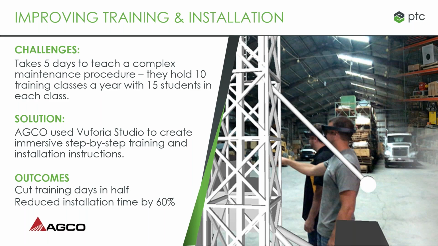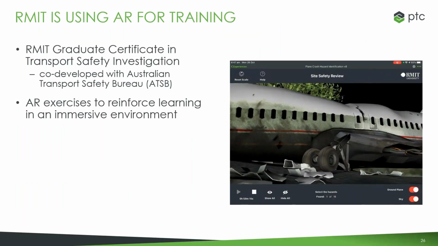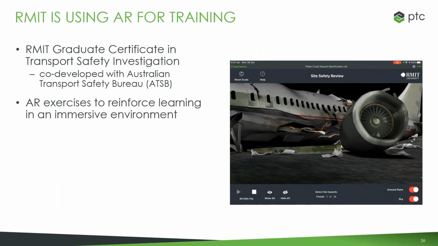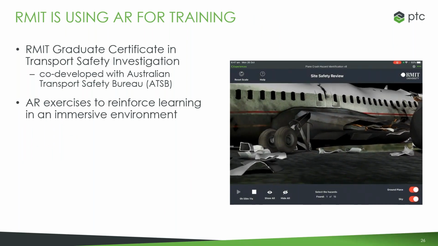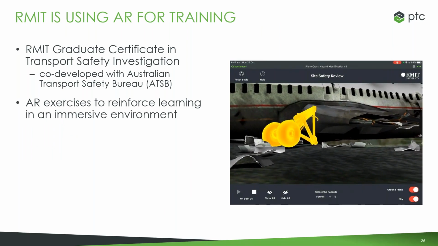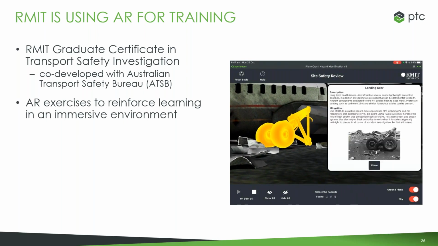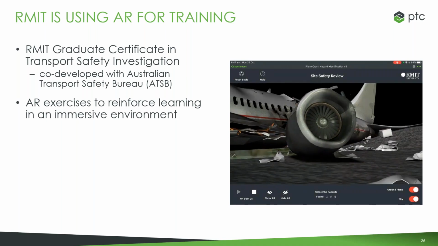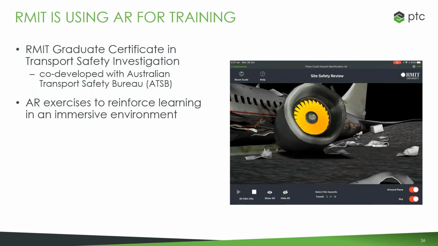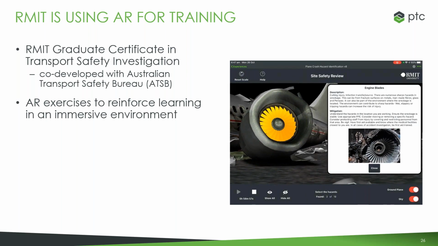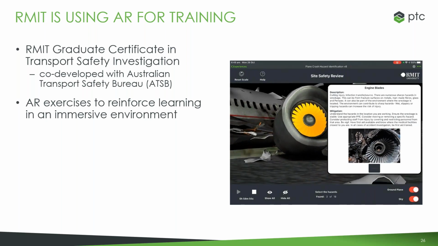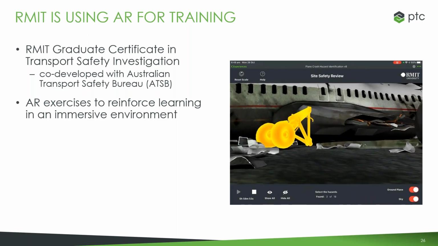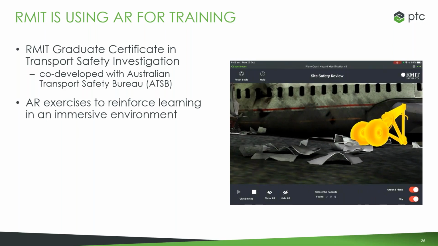Okay. Closer to home, something that was done just recently, RMIT is using AR for training. So in their graduate certificate for transport safety investigation that they've jointly developed with the ATSB, you can't just have a crash site there to wander around and inspect as you're looking for a site safety review. So they've got some AR examples to help reinforce that learning in an immersive environment, using a tablet to be able to walk around a crash site and look at identifying the hazards that are there and get information about them.